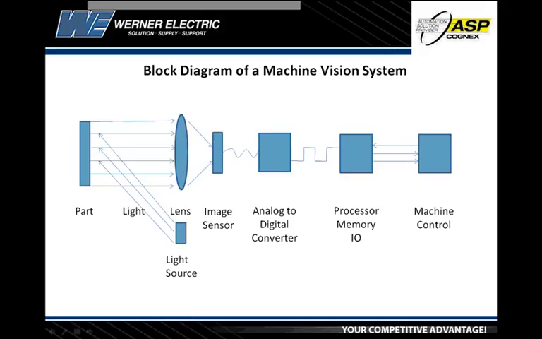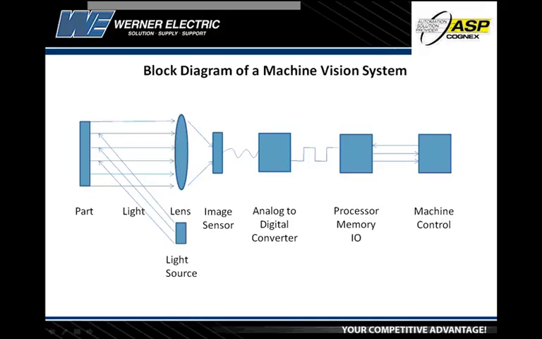And then as we move towards the right, there's a lens and a light source. So the light source illuminates the scene, including the part that you're interested in and the background. And we have to consider both of those objects when we pick a light source. So the light hits the part, bounces off, and then goes through a lens to an image sensor. So the image sensor in machine vision is an array, usually a square array or a rectangular array of photosensitive elements that convert light into electricity.